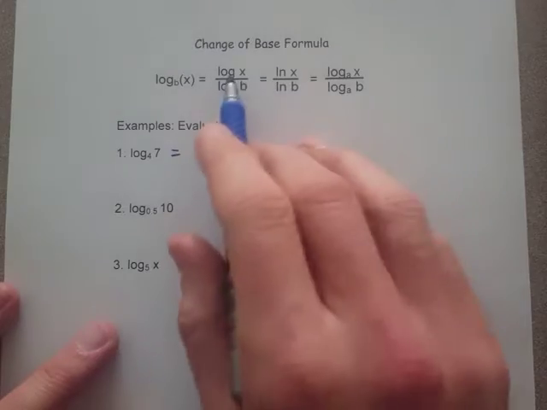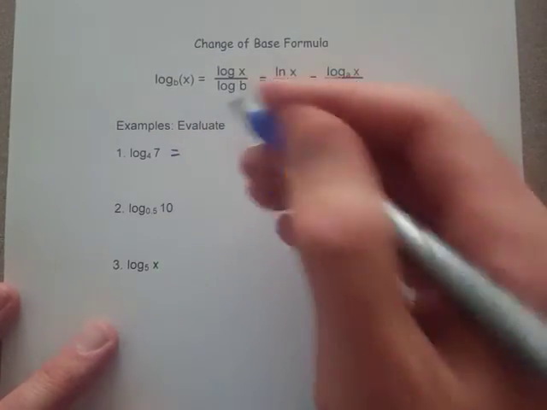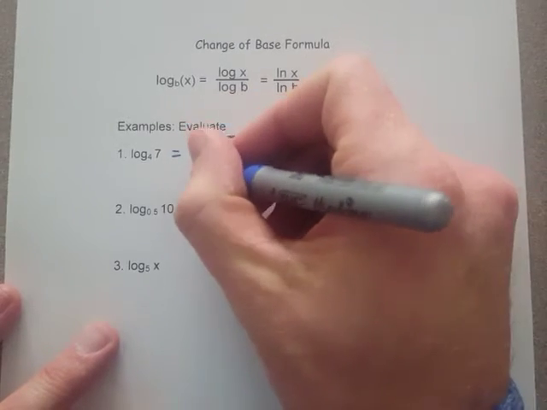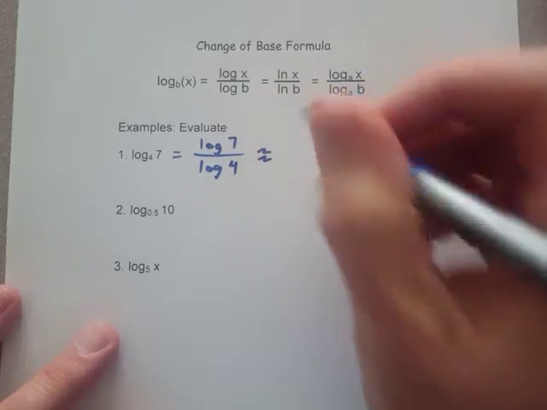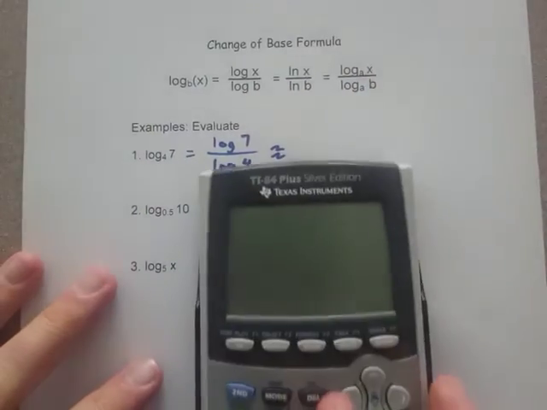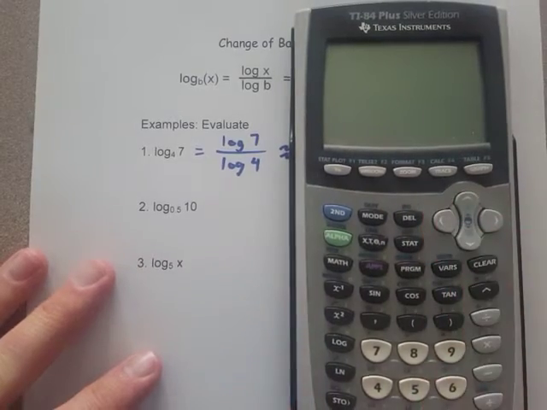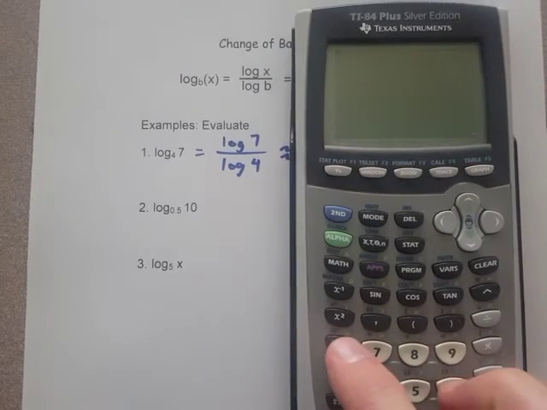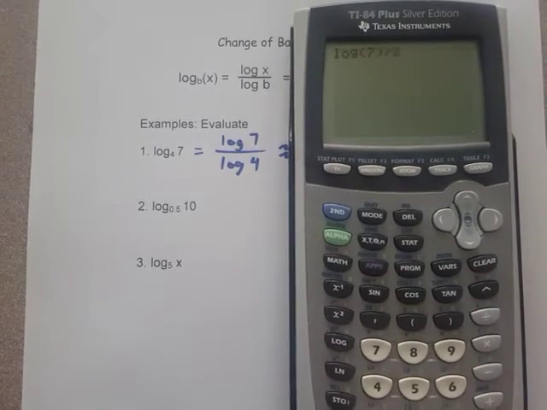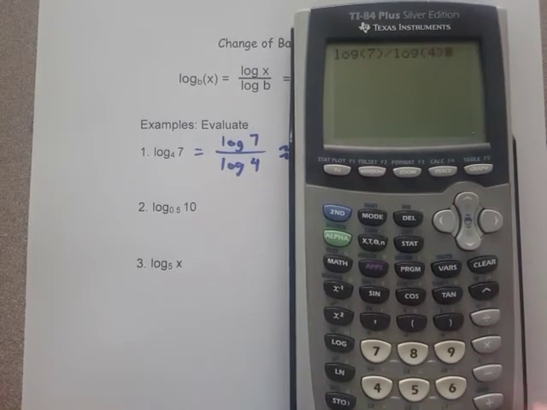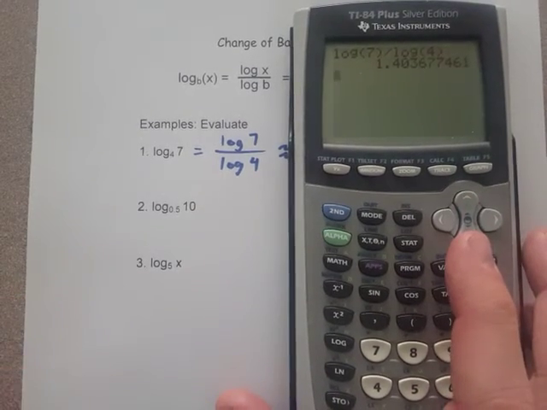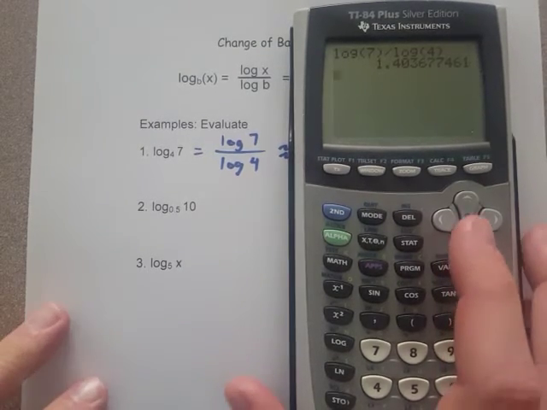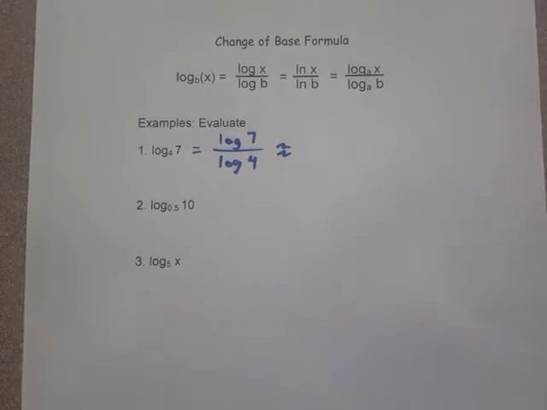Log base 4 of 7. According to the change of base formula, we could use this version, which is log of 7 divided by log of 4. And so after that, we just have to punch it into the calculator. We are using the log base 10, the common log, so I'm going to push this button down here. So log 7 divided by log 4, giving us approximately 1.404, we'll call it 1.404.